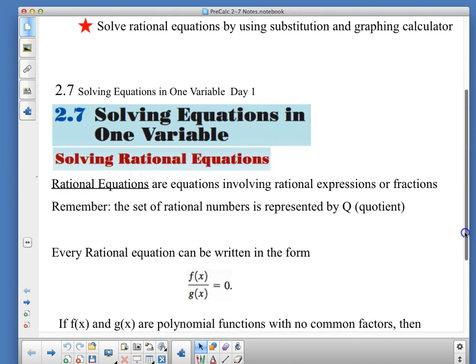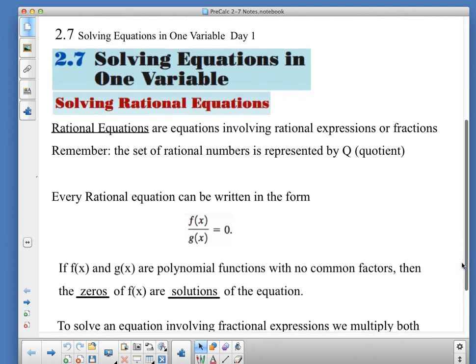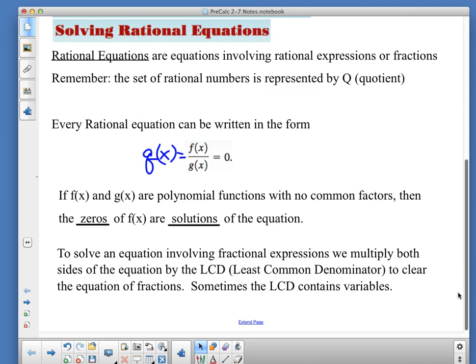Okay, so we're going to solve rationals tomorrow, but right now what we're looking at is the idea that rational equations are equations involving rational expressions, or fractions. And remember, the set of rational numbers is represented by Q, or the quotient, and every rational number can be written in the form of f of x over g of x equals 0. But because of that Q quotient, Q of x would equal that f of x over g of x. So now, if f of x and g of x are polynomial functions with no common factors, then the zeros of f of x are solutions of the equation.